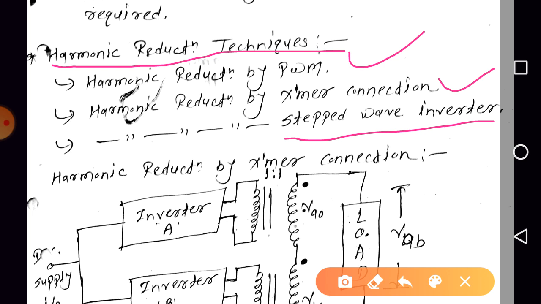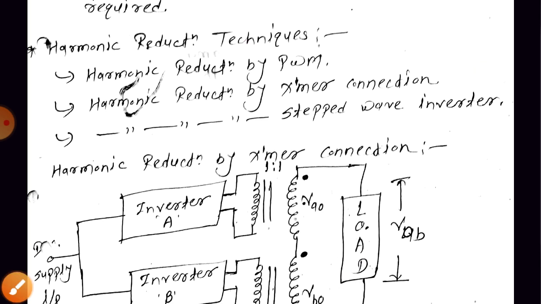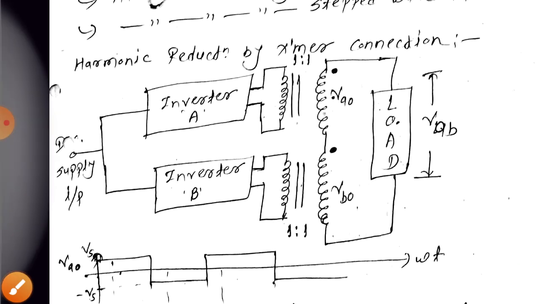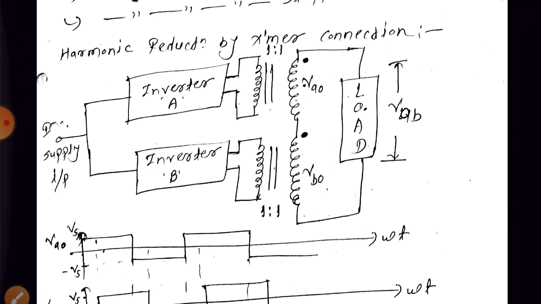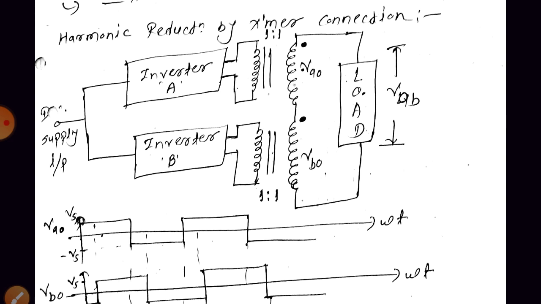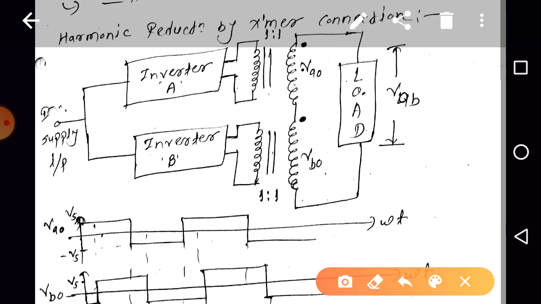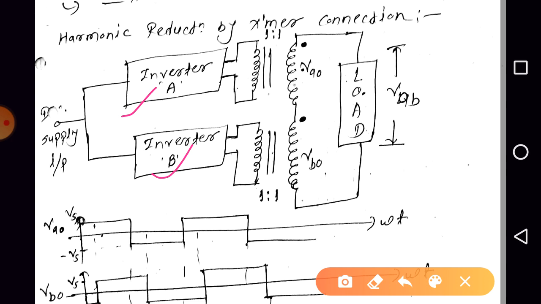We already discussed pulse width modulation. Next we will discuss the transformer connection as well as the stepped wave inverter. Ultimately we are interested in removing the harmonics from the load voltage. Here we are using two inverters, inverter A and inverter B. For both inverters the input is the same DC supply, let it be Vs or Vdc.